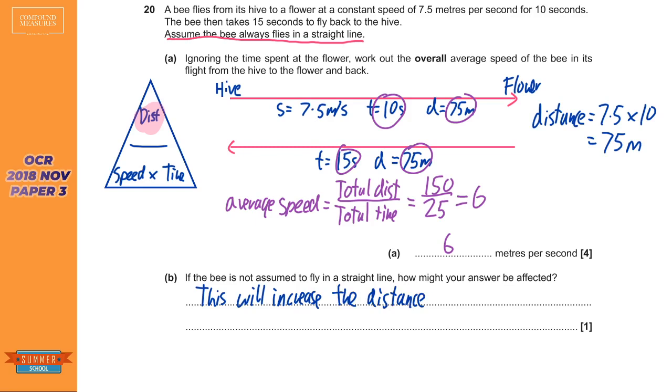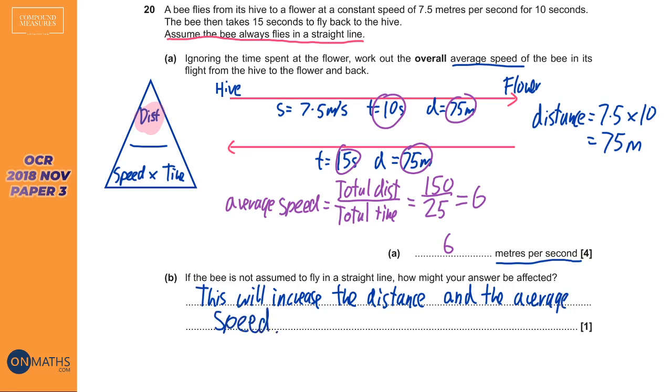And our answer is about the speed. Our answer is about the average speed, so we need to make a comment about that. So if the bee has travelled a larger distance in the same amount of time, that means that the average speed will have increased. So this will increase the distance and the average speed.